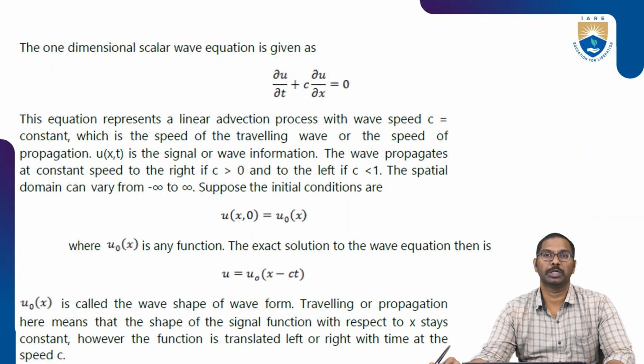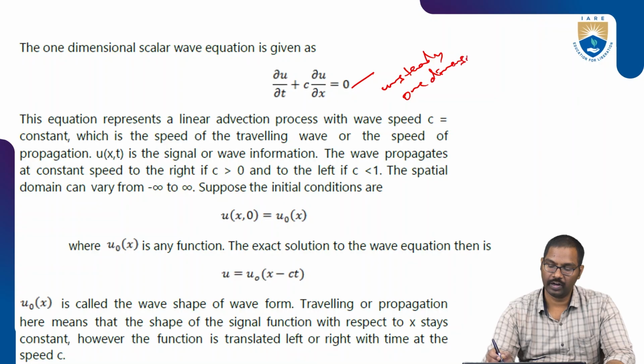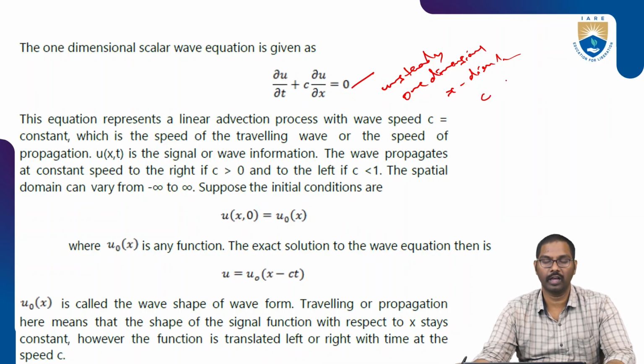We are considering the one-dimensional scalar wave equation, governed by ∂u/∂t + c ∂u/∂x = 0. This is an unsteady problem, one-dimensional, given only in the x direction. Here c is a constant depending on the speed of the traveling wave, or the speed of propagation. The wave propagates at constant speed to the right if c is greater than 0, and to the left if c is less than 0.